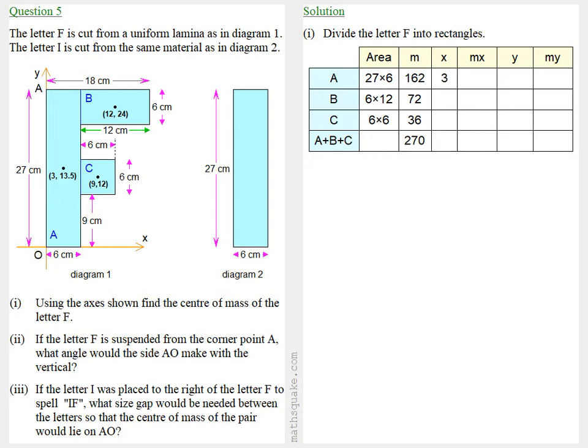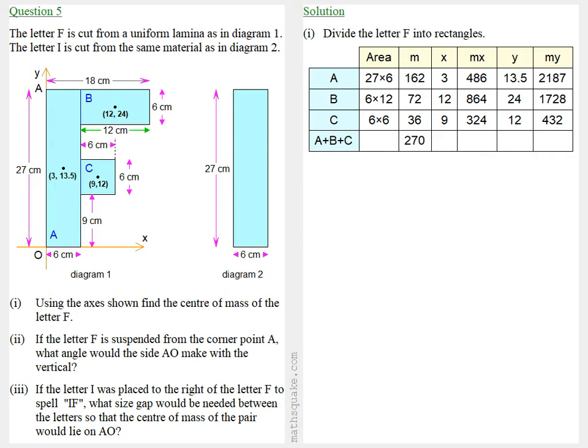Now for A, we've got x is equal to 3, so mx is 162 times 3, which is 486. Y is 13.5, so my is 13.5 times 162, which is 2,187. For B, x is equal to 12, so mx is equal to 12 times 72, which is equal to 864. And y is 24, so my is 72 times 24, which is 1,728. For C, x is equal to 9, and so mx is equal to 36 times 9, which is 324. Y is equal to 12, and so my is 36 times 12, which is 432.